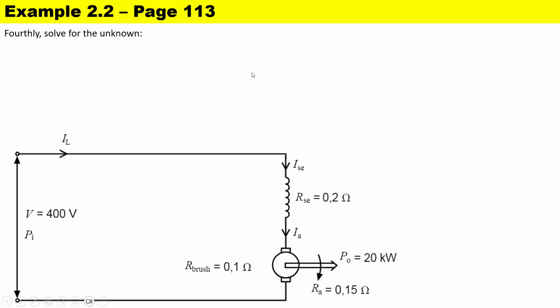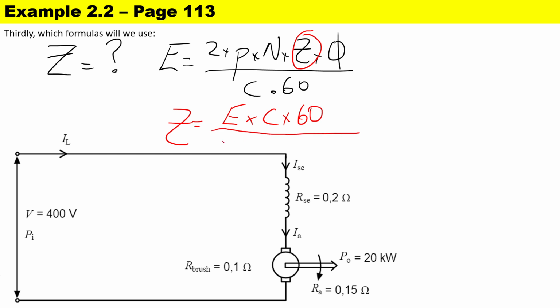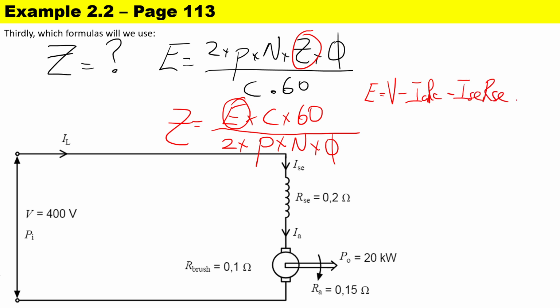Let me go back a step, sorry about that. Let me use a different color, red. To solve for Z, it will be the EMF multiplied by the number of parallel paths multiplied by 60, all over 2 times P times N times the flux. As you can see, now we need to solve for the EMF. So let me show you the EMF equation. E is equal to V minus IARA minus ISCRSC minus IA R brush. Those are the formulas we're going to be using to solve our problem.